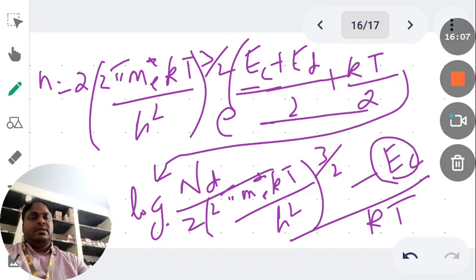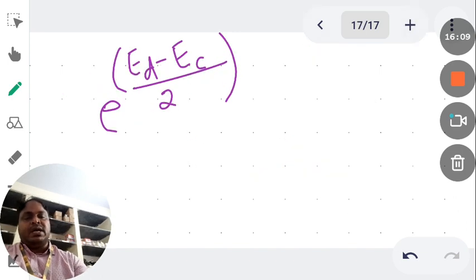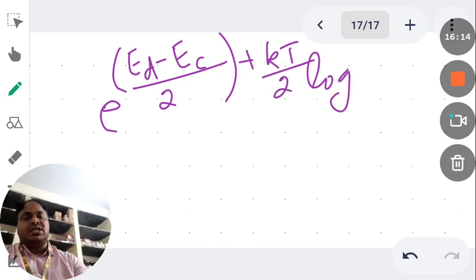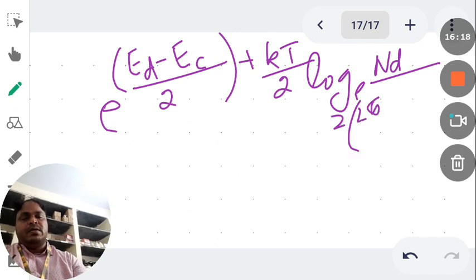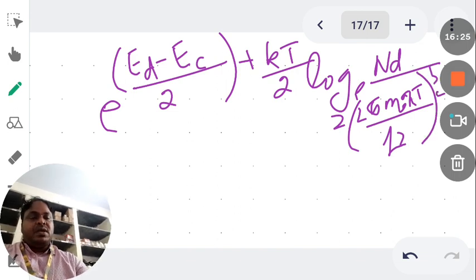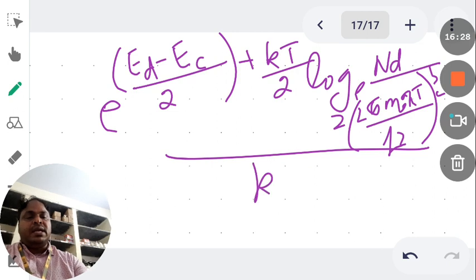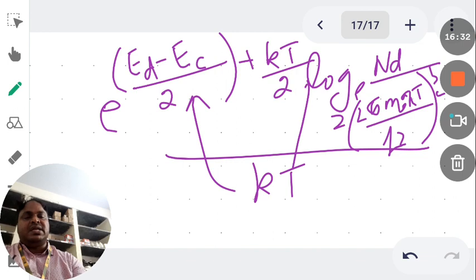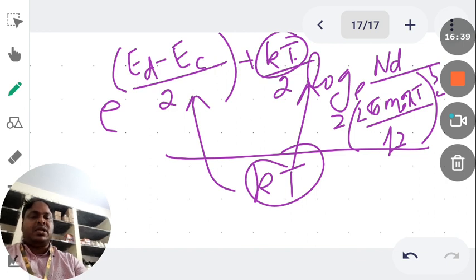Right? Then you will have KT by 2 log exponential, then the whole thing 2 pi me star KT by h square power 3 by 2. Right? So then divided by KT. Now I am going to bring this KT over here and also bring this KT over here. So KT and KT here will get cancelled. Okay, it will exist only here. So let's go to the next one.